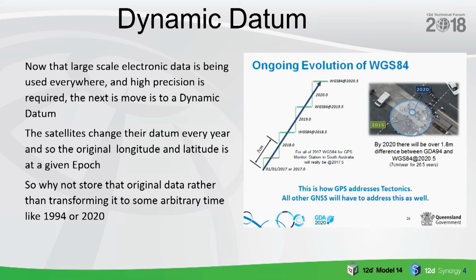So why not store that original data rather than converting to some arbitrary time like 1994 or 2020? And that's called the dynamic datum. So it's all very simple. You're going to store your original data. Simple as that, that's all it is. Once you realise it keeps changing every year. So when we move to the dynamic datum, you're going to record the longitude and latitude and the epoch. You're going to keep that base data. The government will supply equations for moving the data backwards and forwards to different times.